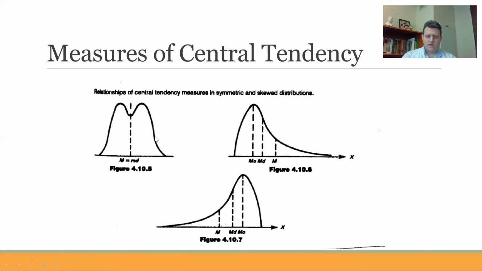So let's look a little bit at some of these. Here we have a distribution that has two modes. Here's mode number one, here's mode number two. If we were to calculate the median and the mean, we would see that it's right around here. So the mean and the median are equal to one another here, but we have two different modes. That's how we would describe this distribution.